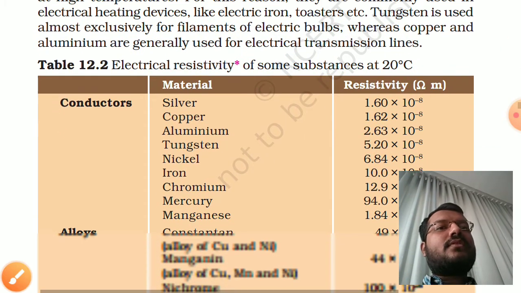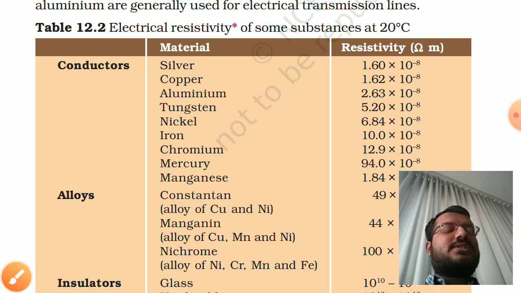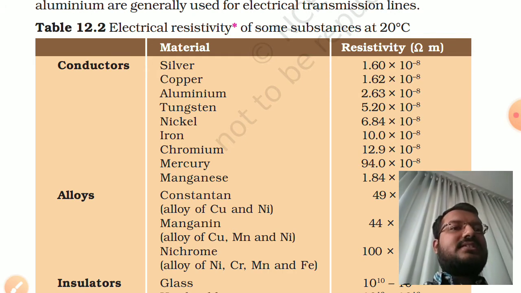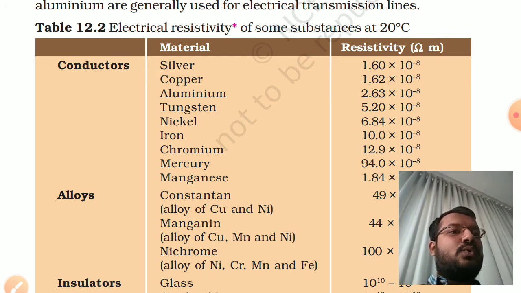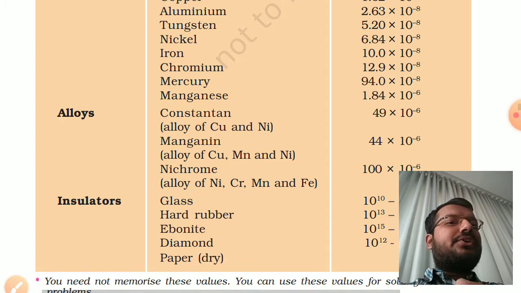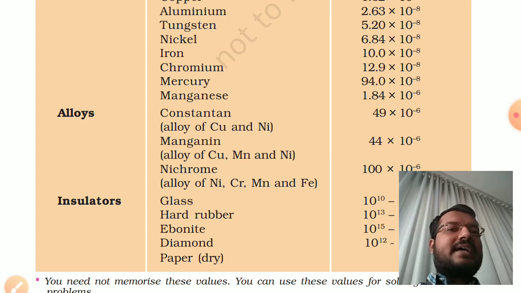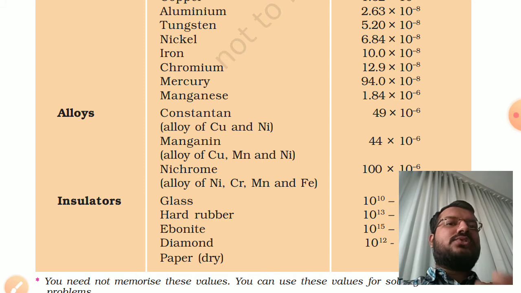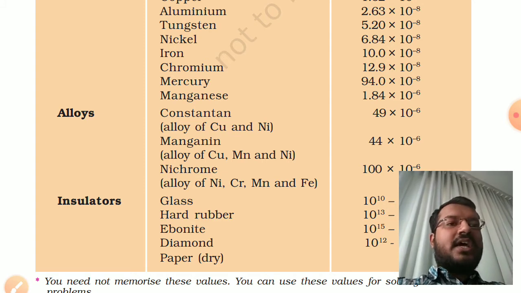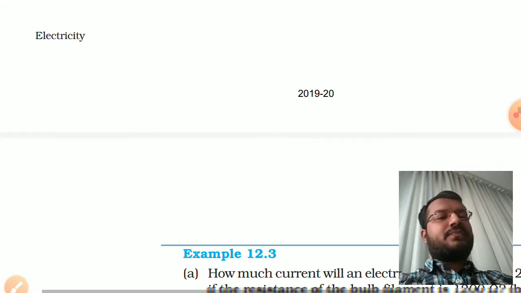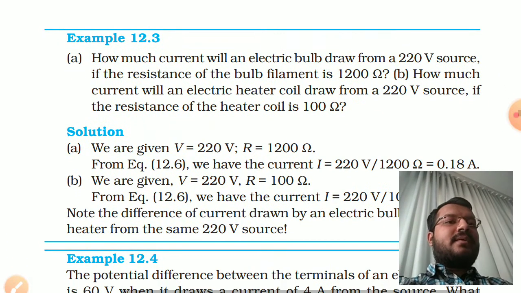Okay, electrical resistivity of some substances at 20 degrees Celsius. So these are some substances and these are their resistivity in ohm meter. You don't need to memorize these values. If in the exam there is any sum regarding that, they will mention the resistivity. This table is only for your knowledge; you don't have to remember it in your examination. Now we are studying some examples of this resistivity.